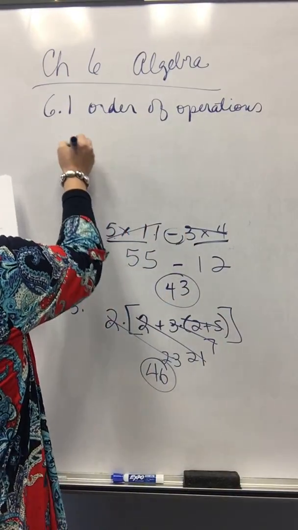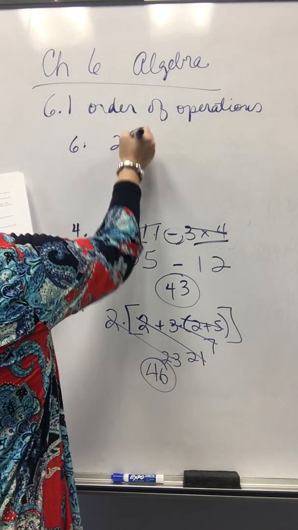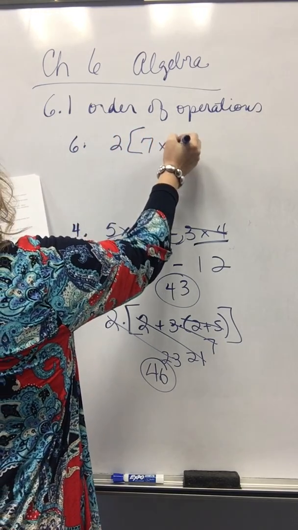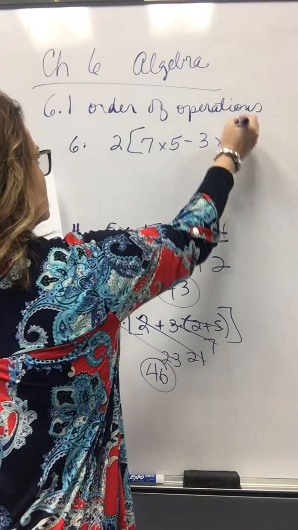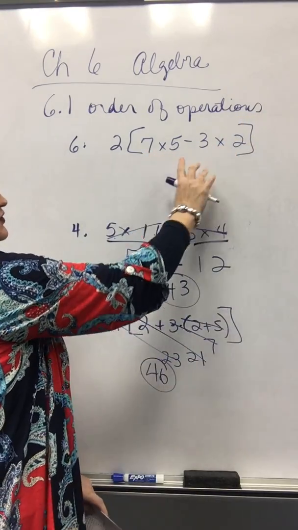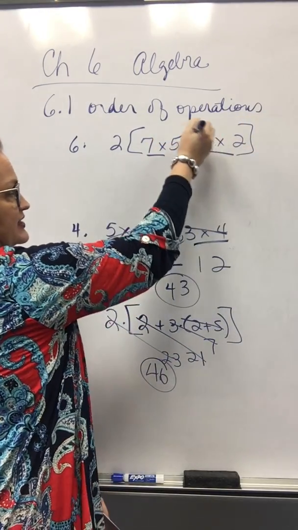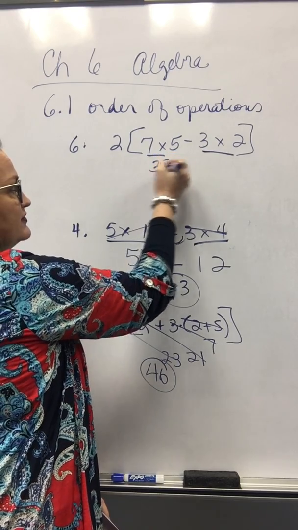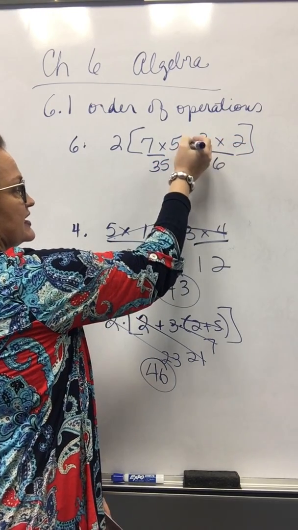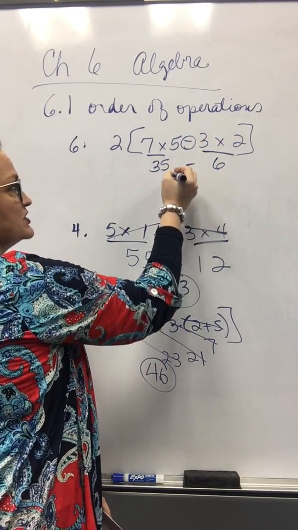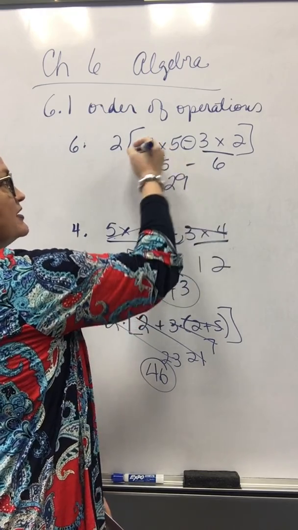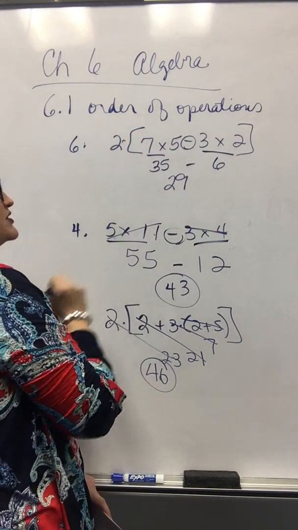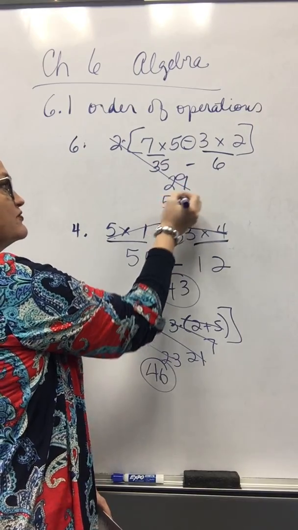All right, number 6. Do inside the parentheses first, there's a multiply, and then subtract, so it'd be 35. 3 times 2 is 6. And then lastly, I would subtract, which gives me 29. Outside the parenthesis, I have a times 2. 2 times 29 for 58.